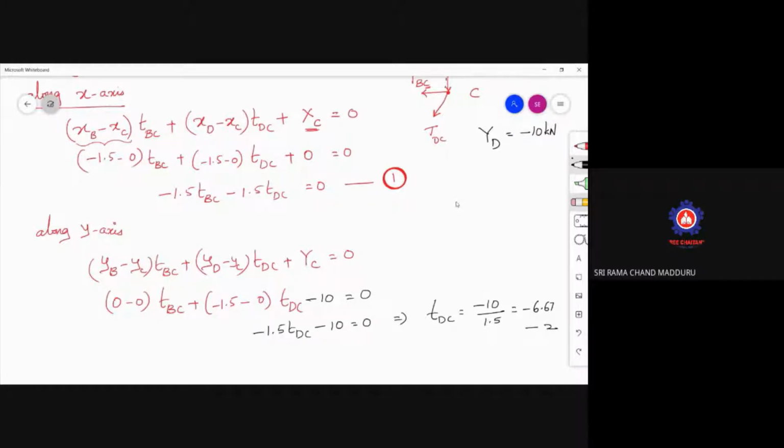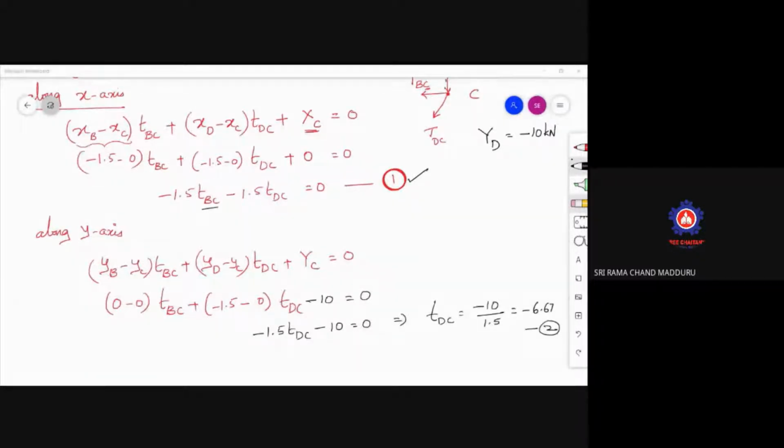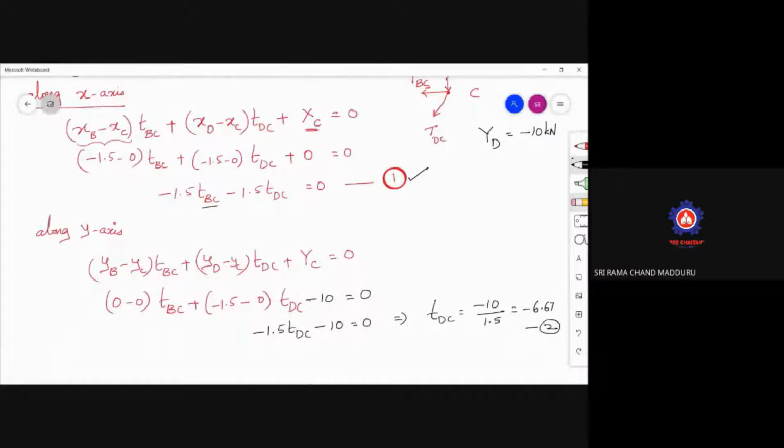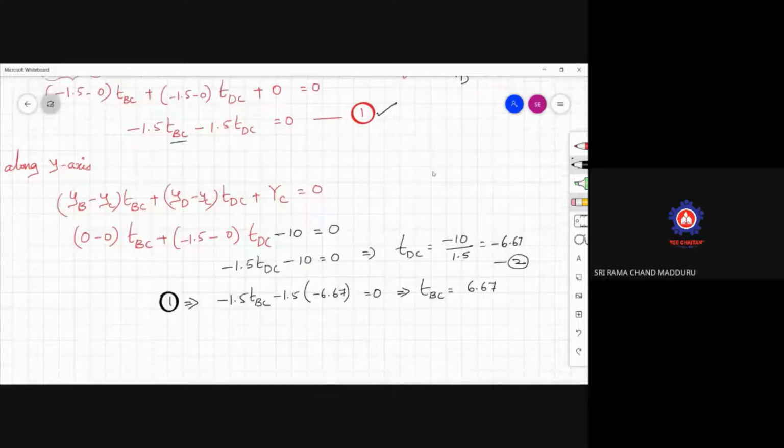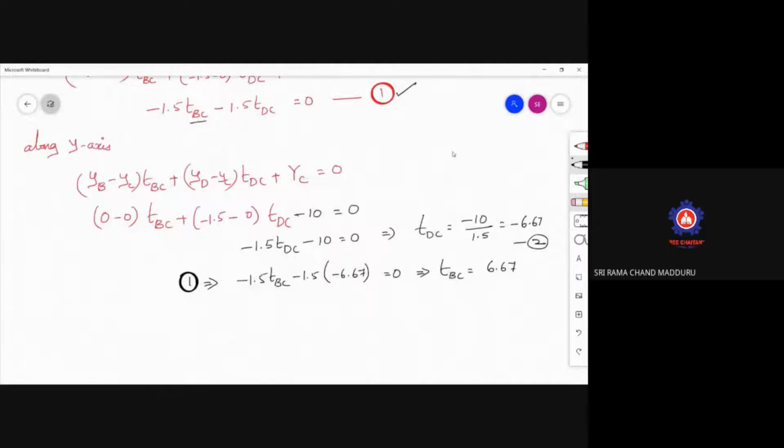Substitute this value in the above equation number 1 to get the value of TBC. So minus 6.67 is substituted: minus 1.5 TBC minus 1.5 into minus 6.67 equal to 0. This implies TBC is plus 6.67. Just do the simplification and you will get the answer. So TBC will be 6.67.